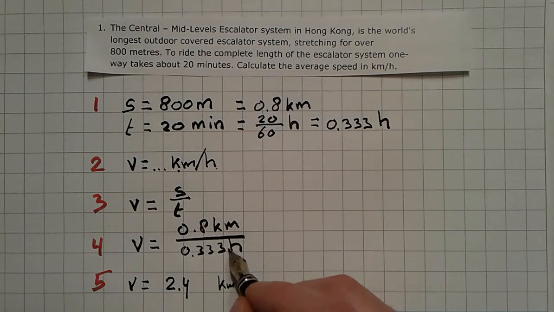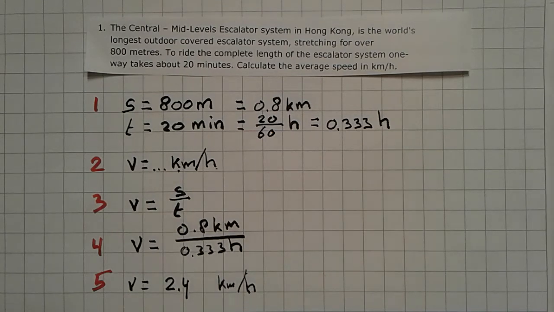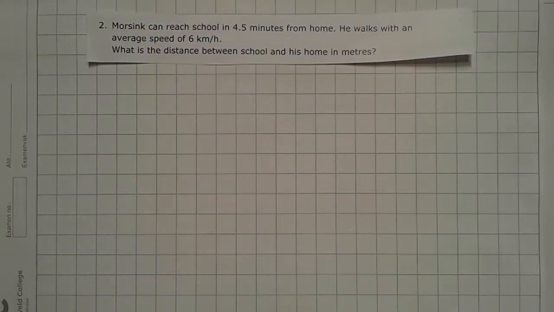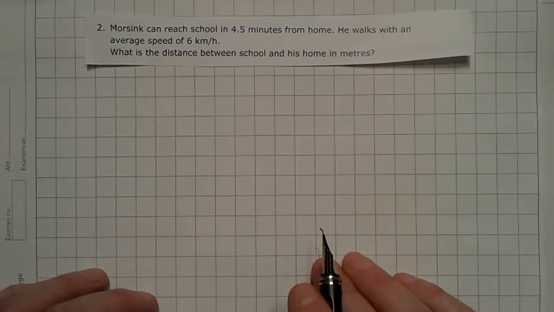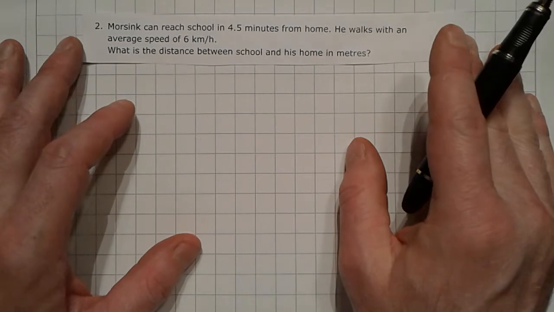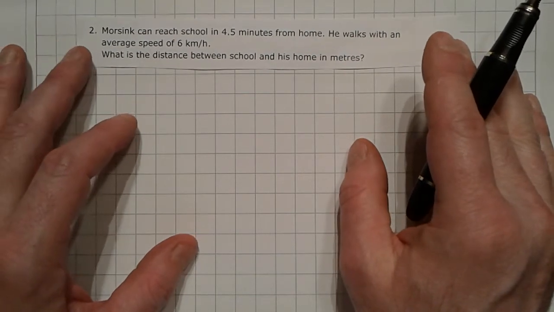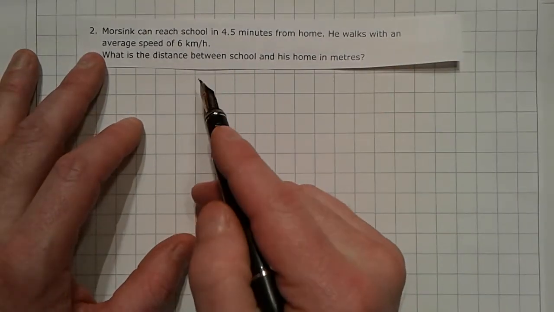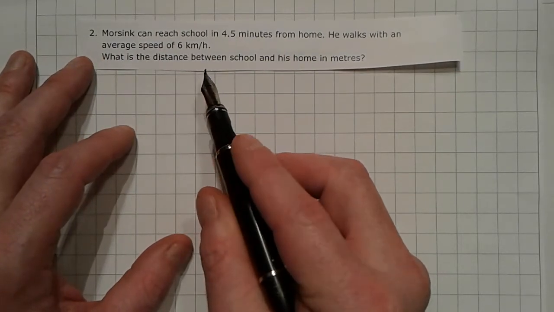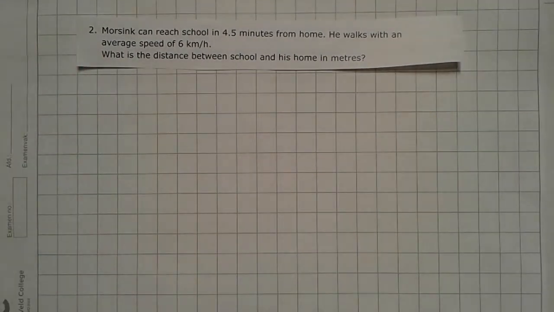Kilometers divided by hours. These are the 5 steps for a question. Question 2. Morsink can reach school in 4.5 minutes from home. He walks at an average speed of 6 kilometers per hour. What is the distance between school and his home in meters?